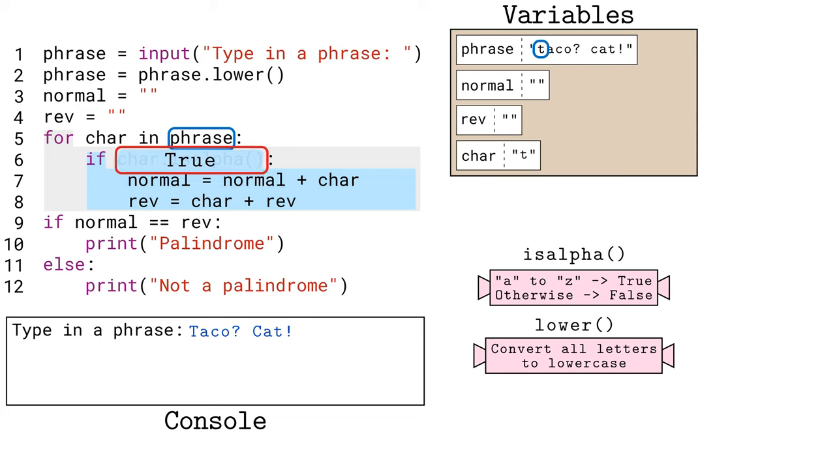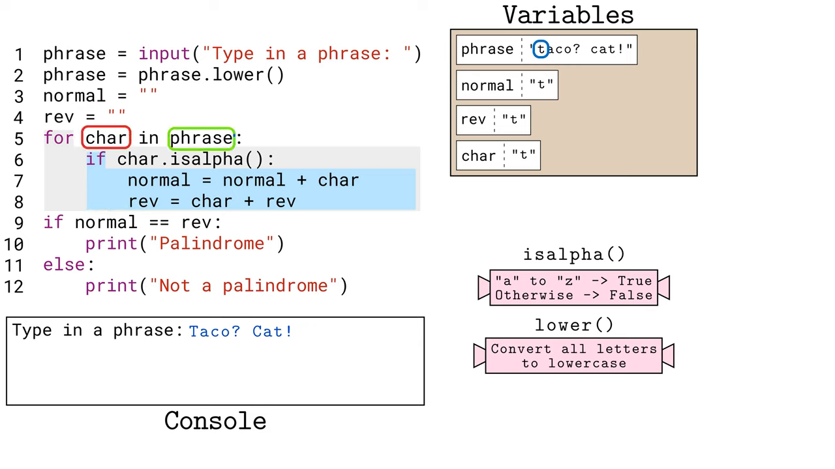This means we run the code on line 7, which adds the char variable to the end of the normal variable, and saves it back to the normal variable. Then we add char to the beginning of the rev variable, and save it back to rev. This is the end of the if statement, and the end of the for loop, so Python goes back to the top of the loop.